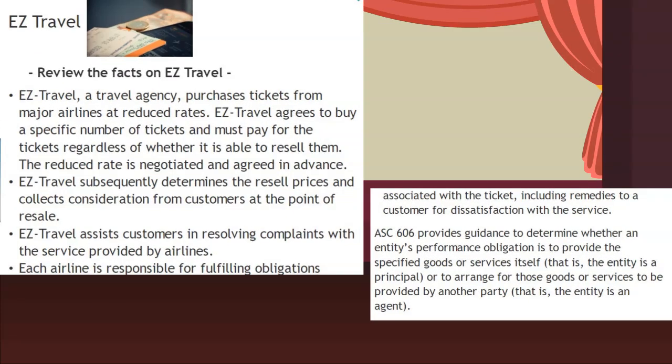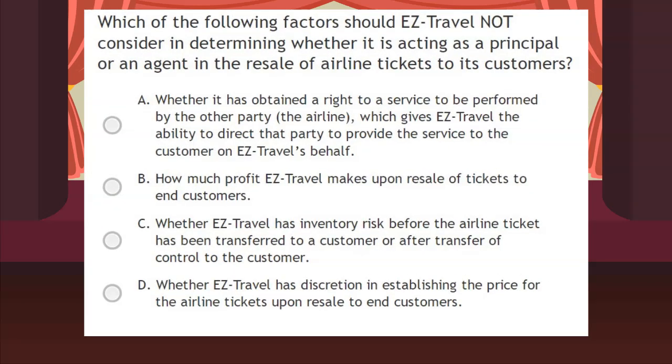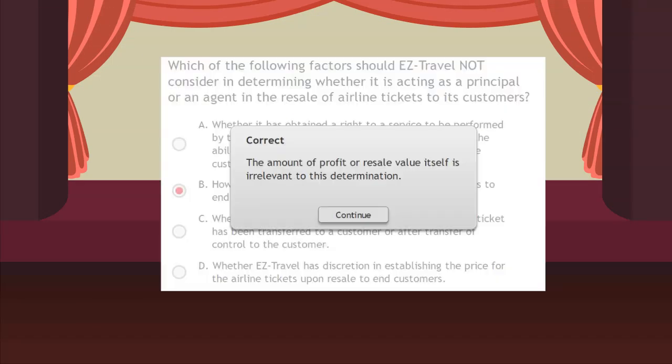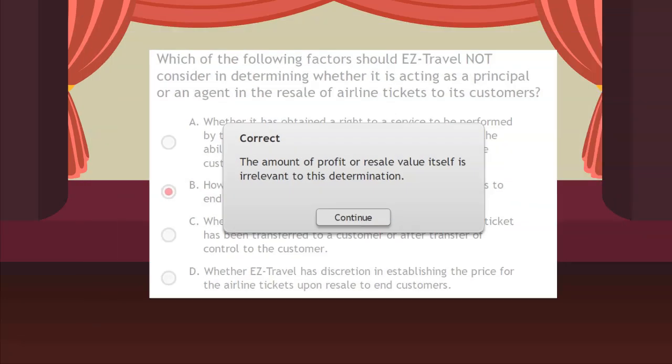Review the facts about Easy Travel. When done, answer the question using the facts you've learned. The question is, which of the following factors should Easy Travel not consider in determining whether it is acting as a principal or as an agent? The correct answer is B. The amount of profit or resale value is irrelevant to the determination. All others would be considered relevant.